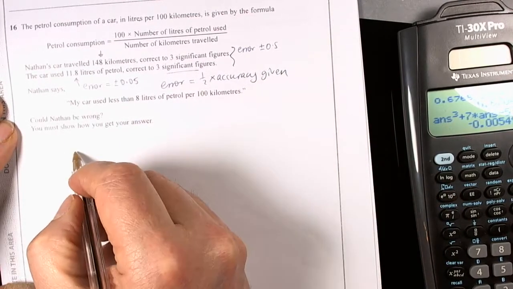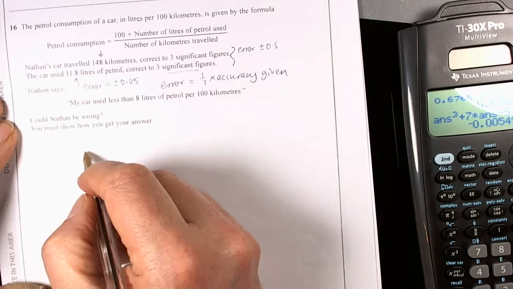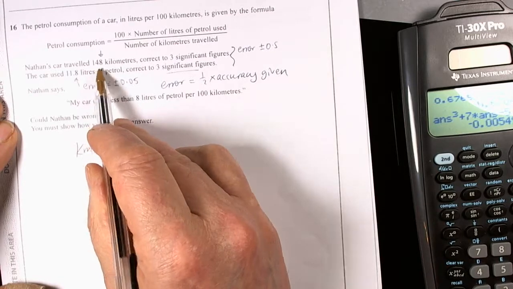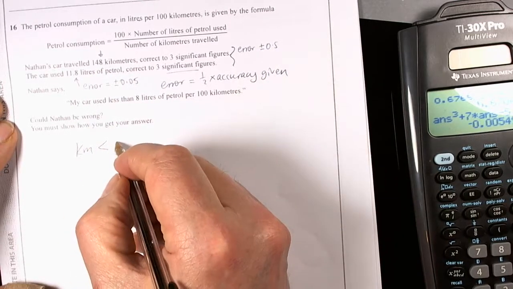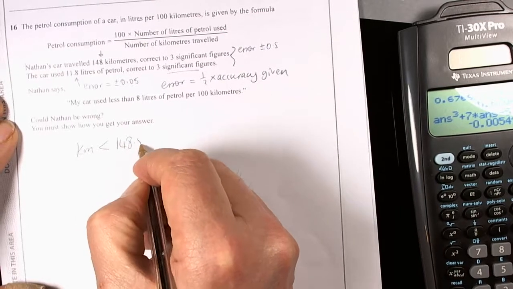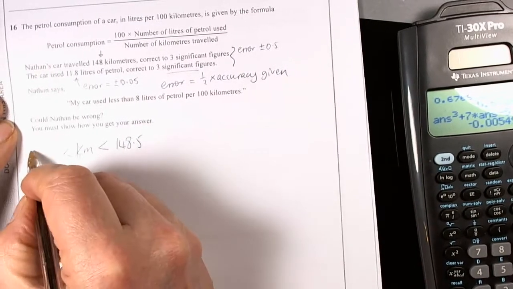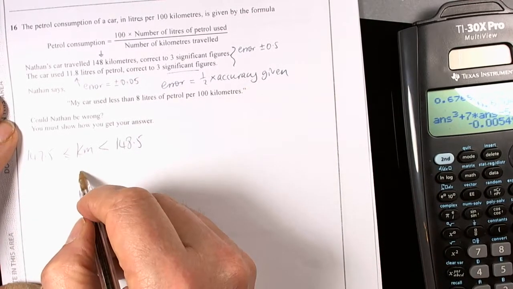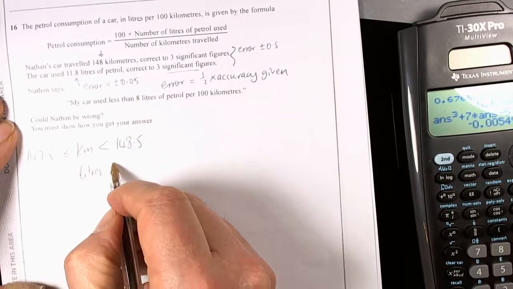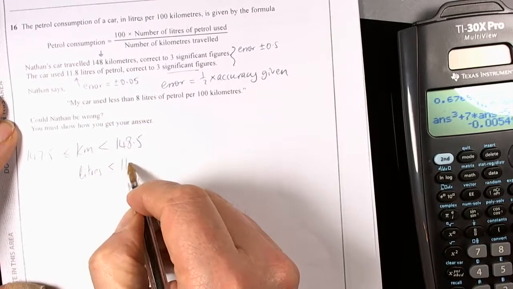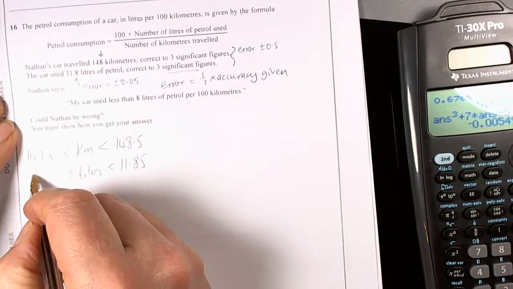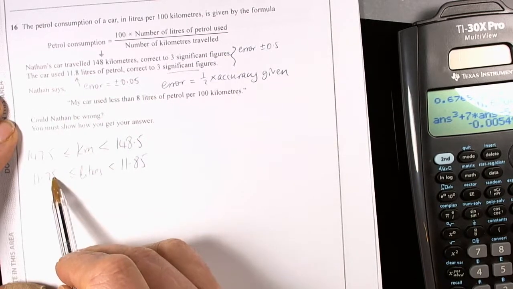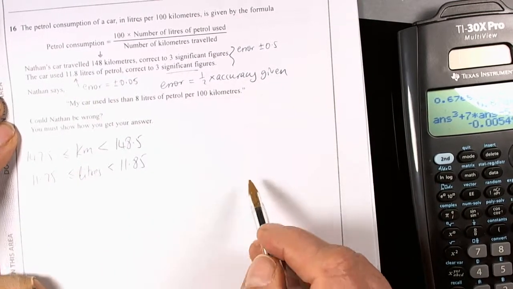So what we can do then is write out an error interval for the kilometres. Because it was given as 148 and the error is plus or minus a half from there, it could be anything greater than or equal to 147.5 and less than 148.5. And for the petrol consumption in litres, the litres could have been anything less than 11.85 and greater than or equal to 11.75. All we're doing, remember, is taking away the error to get the lower bound, and adding the error on to get the upper bound, and so forth.